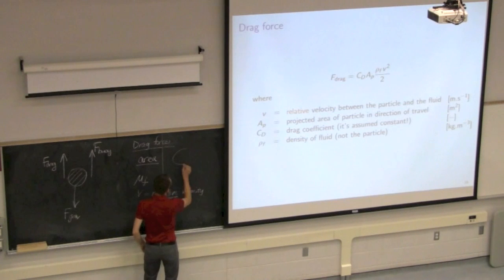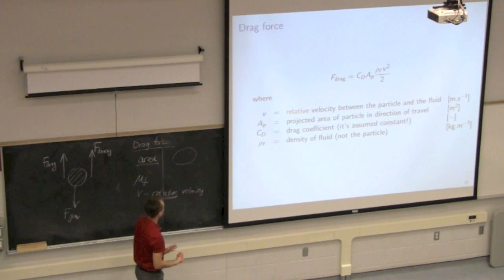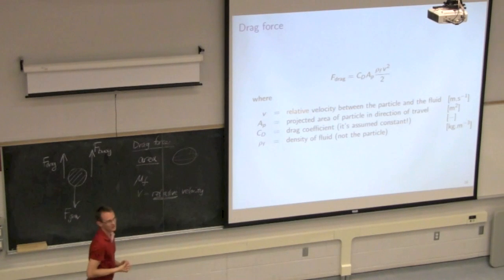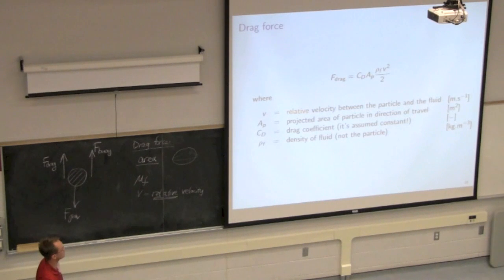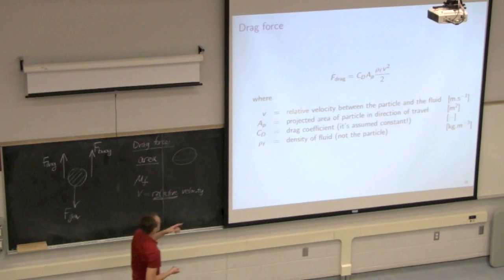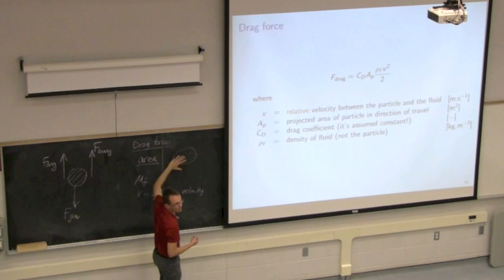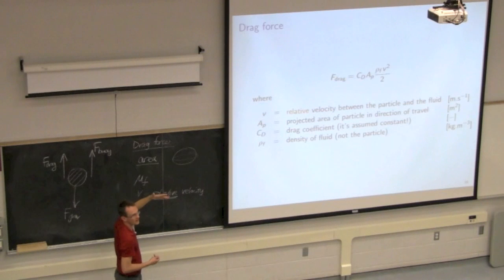So if we have a sphere falling down through the fluid, the projected area refers to the area as the fluid sees the particle coming towards it. In fact, it's the cross-sectional area of the sphere at the widest point. So it's simply the projected area of a circle with the diameter dp. So AP is not the surface area of the sphere's bottom part. AP is the projected area.